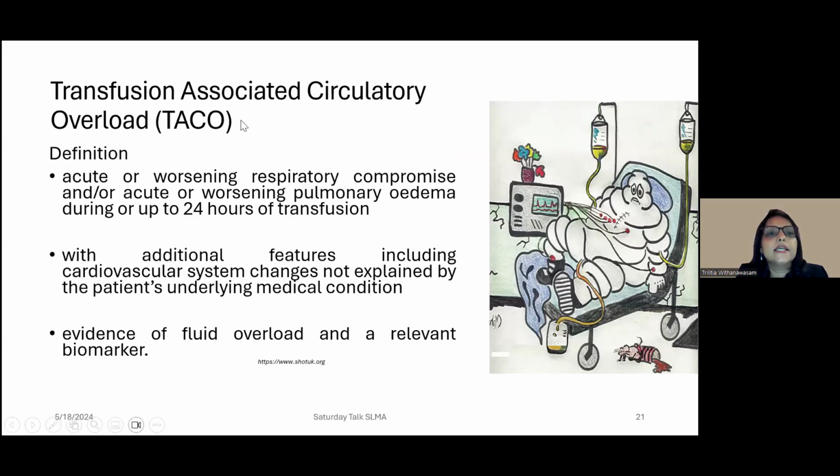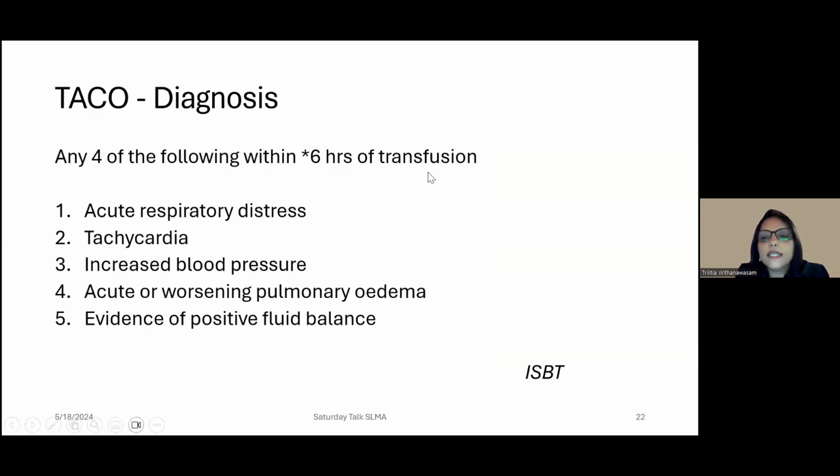The next one would be really interesting, and it may also be underdiagnosed in our practice: transfusion-associated circulatory overload. By definition, it is acute or worsening respiratory compromise and acute or worsening pulmonary edema during or up to 24 hours of the transfusion, with additional features including cardiovascular changes not explained by the patient's underlying condition. Evidence of fluid overload or relevant biomarkers can be visible. ISBT says that out of the following signs and symptoms, if present within 6 hours of the transfusion, we can make the diagnosis of TACO: acute respiratory distress, tachycardia, increased blood pressure, acute or worsening pulmonary edema, and evidence of positive fluid balance.